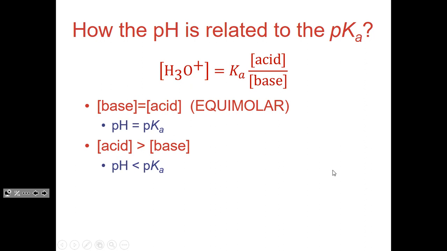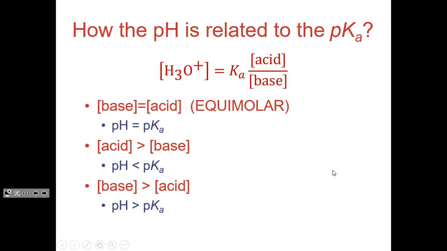If we neutralize the base a little bit, creating the acid, our acid concentration is going to be greater than the base concentration. Our ratio is going to be greater than 1, and therefore our H3O plus and our pH are going to change. So pH in this case would end up less than pKa. Now, if the base concentration ended up more than the acid concentration in this ratio, then the exact opposite would happen, and the pH would be greater than the pKa.